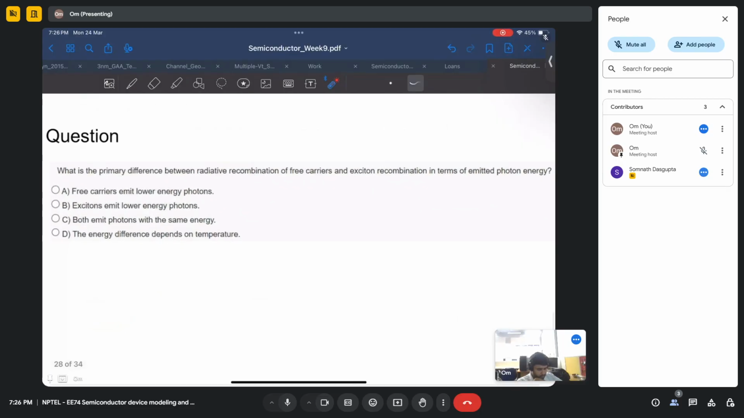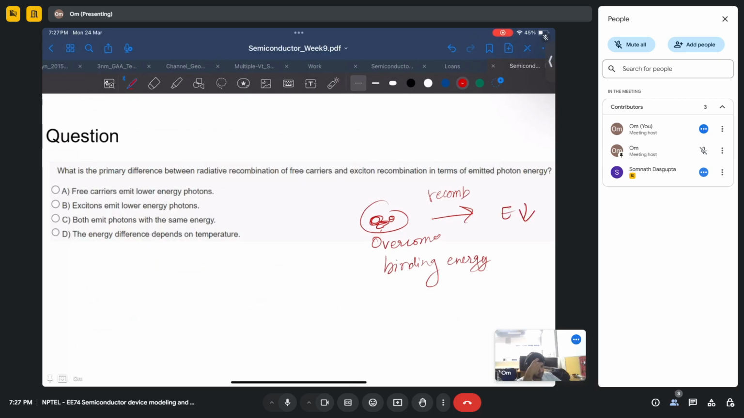I think this is a repeated question. What is the primary difference between radiative recombination of free carriers and exciton recombination in terms of emitted photon energy? No, we saw this, right? They emit lesser energy because some energy is required to overcome the binding energy, right? So on recombination, they emit lesser energy. So it should be option B.